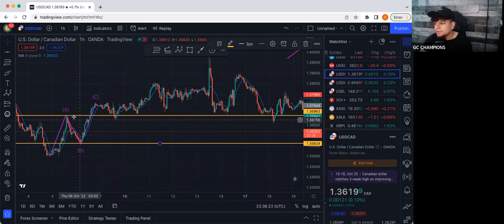Consolidation, exactly. And resistance. So now you see we've broken through resistance, we've broken through the ceiling. What happens then?